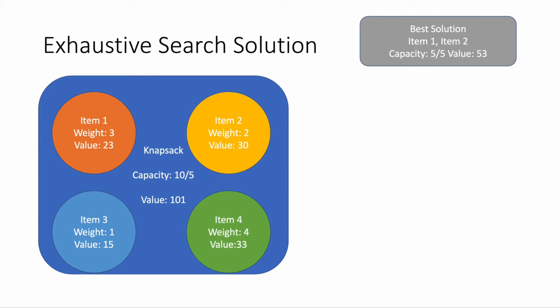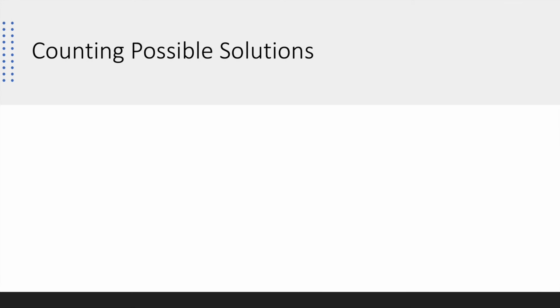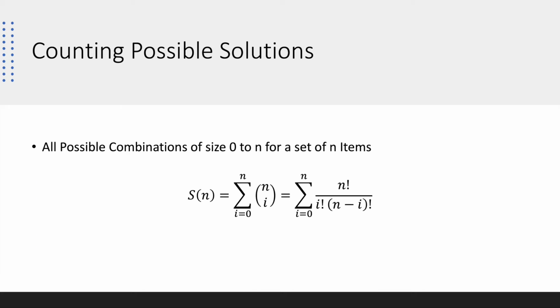This concludes the exhaustive search, with the best solution being found is the combination of items 1 and 2, which uses capacity 5 out of 5 and has a value of 53. You may think that this process wasn't too bad. It didn't take too long to go through all possible solutions to find the best solution. As it turns out, as the number of items that you're considering grows, so does the number of possible solutions. And we can see just how much it grows by counting all the possible solutions.